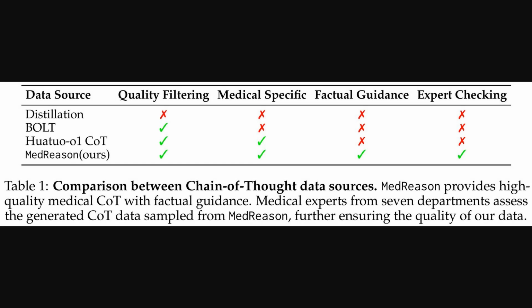Right, and to understand why MedReason achieves that kind of factual accuracy, this table compares it against other chain-of-thought data sources. See, it's the only one listed that includes quality filtering, is medical-specific, uses factual guidance from the knowledge graph, and has expert checking. The others lack one or more of these crucial elements.